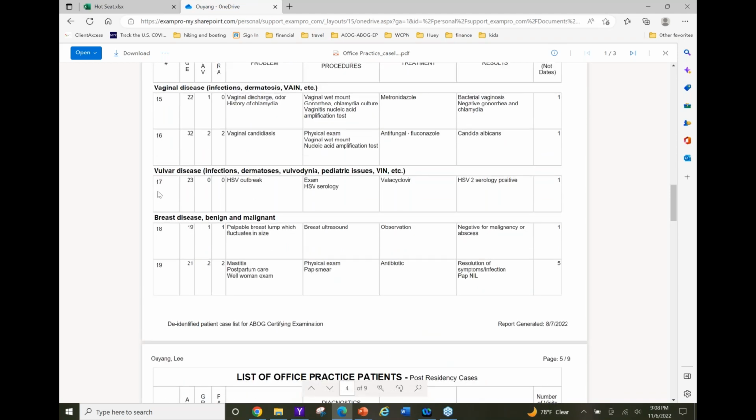Okay, let's talk for just a second about case number 17. So why did you do HSV serology for this patient? I think for her, the exam was a little bit, I want to say inconclusive or not clear. So I just wanted to make sure that I'm actually treating the right cause of her lesions.